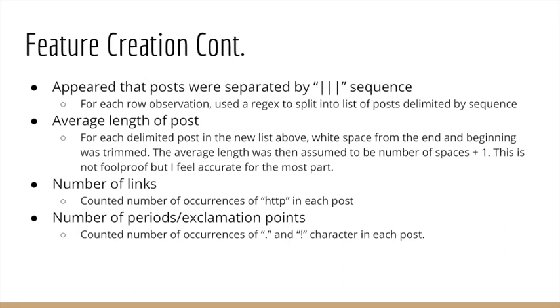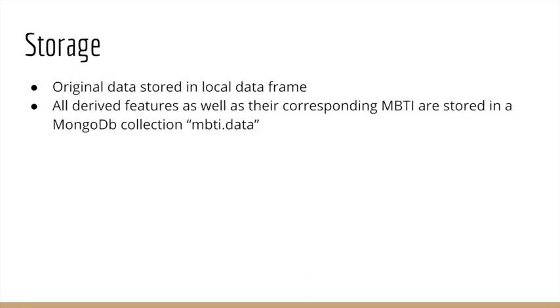This is how I went about separating and deriving the features. I used a regular expression, and I used a couple of helper functions to delimit and count the occurrences of objects in the original post data frame. And then I decided to store the original data. I loaded it into a data frame in my R Markdown file, and all of the derived features, such as average length and average number of links per post, were stored in a collection in a Mongo database.